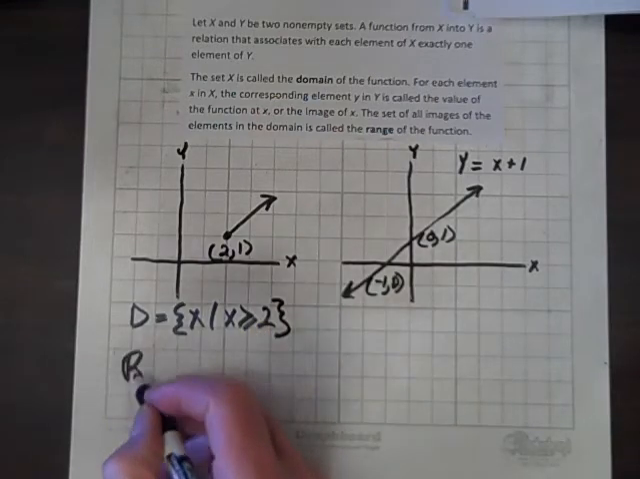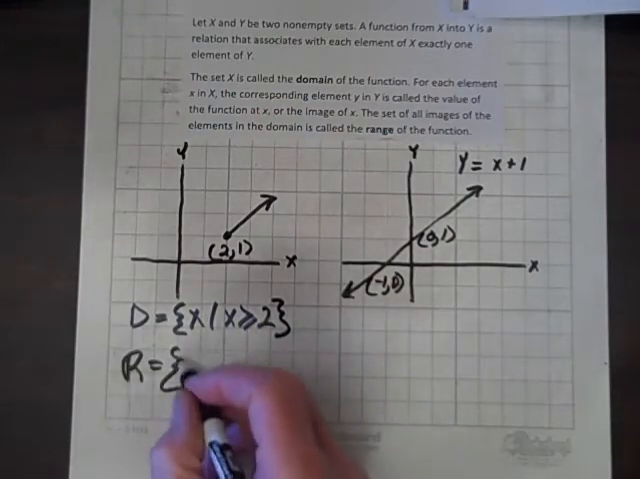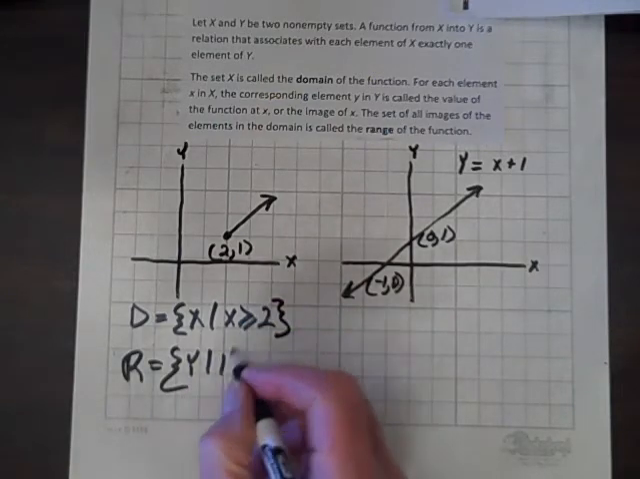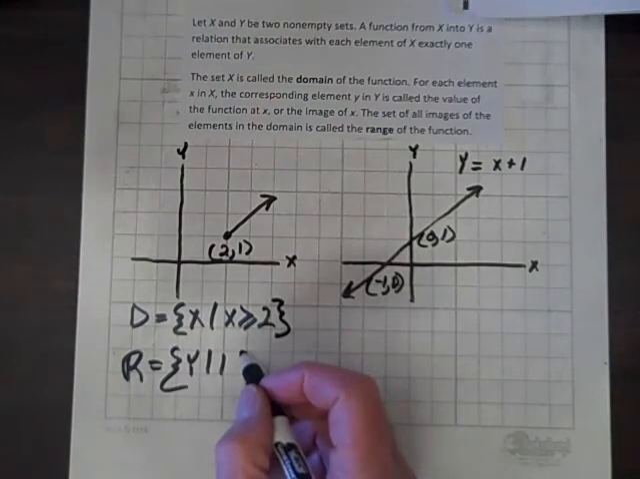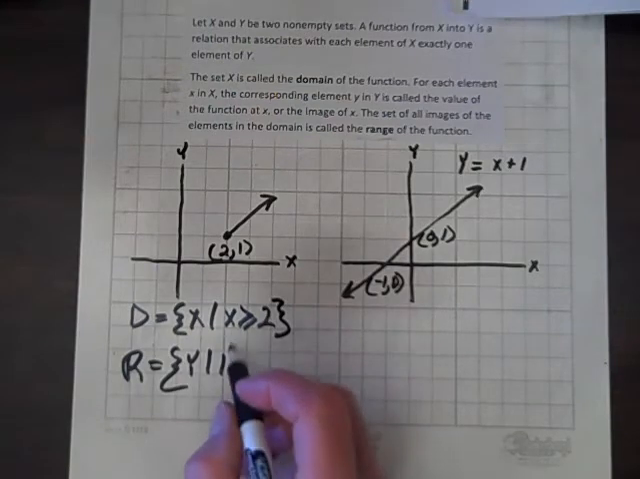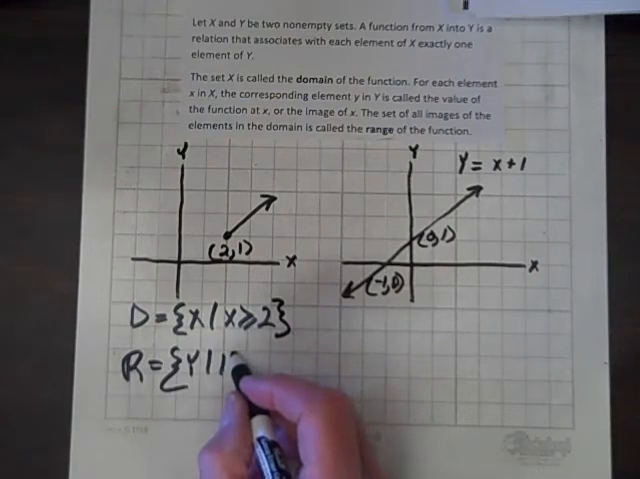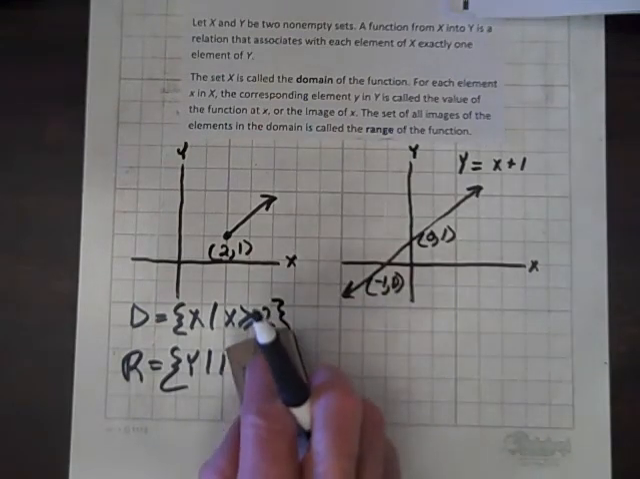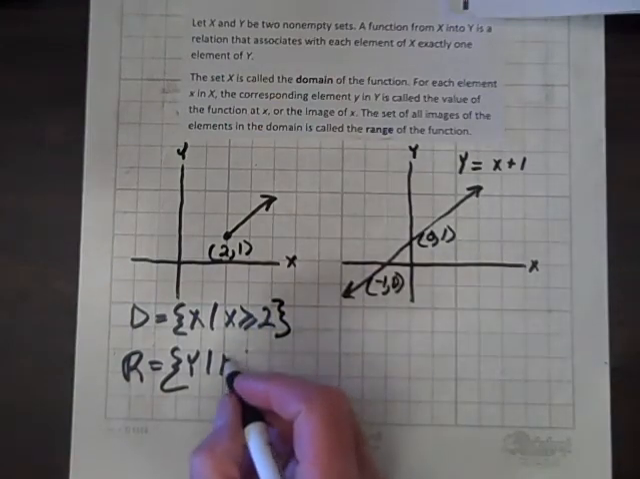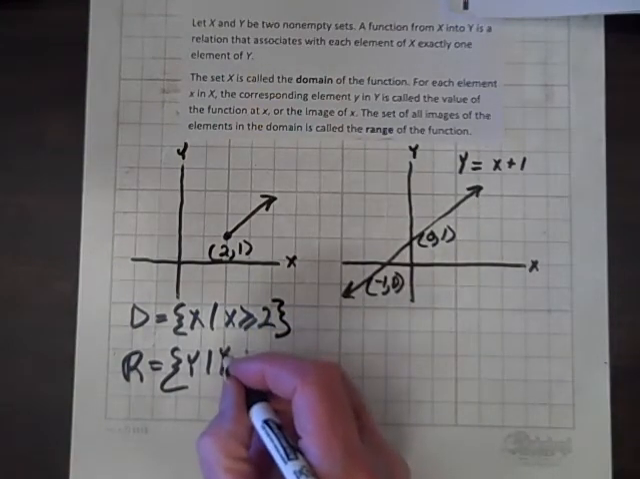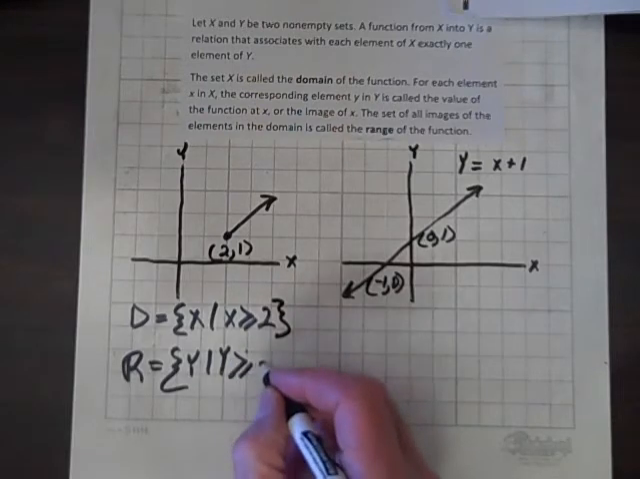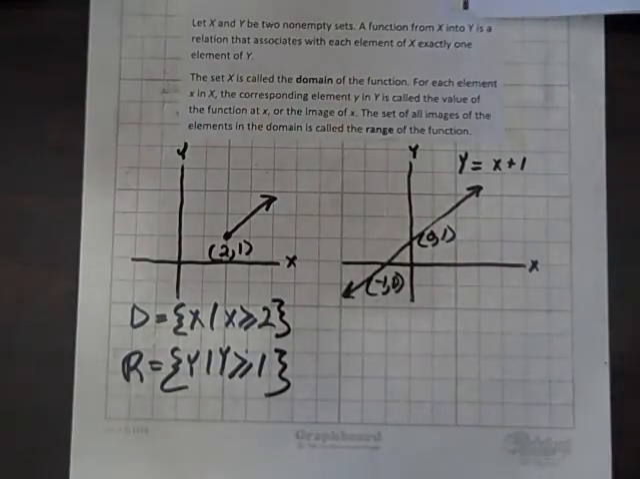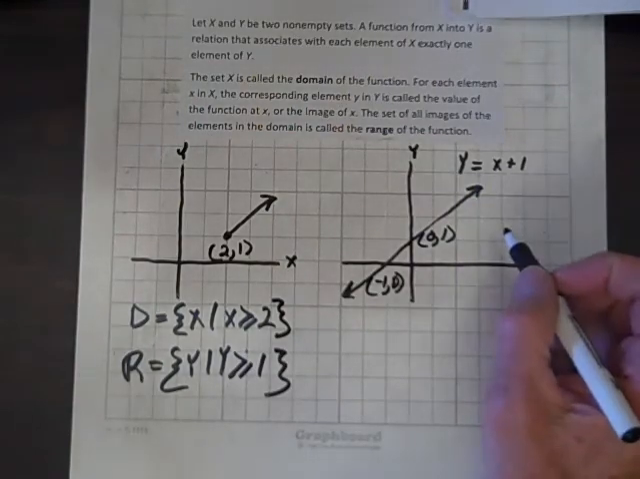And the range, by looking at the graph, we can see that the minimum y value is 1, but there is no upper bound on the corresponding or subsequent y values, and so we have the set y such that y is greater than or equal to 1.